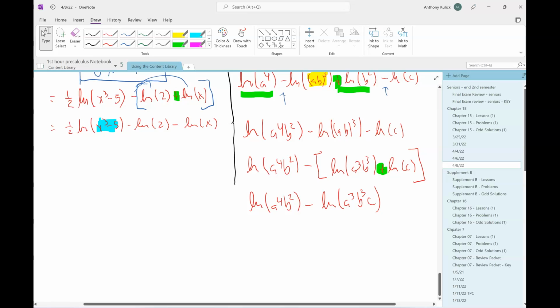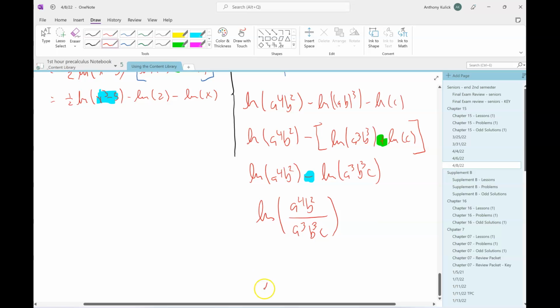Last thing we look for is quotient. And what am I looking for on the outside for a quotient property? Subtraction, which is what I see there. So I'd have this, and if you wanted to, you could reduce inside there. And do that.